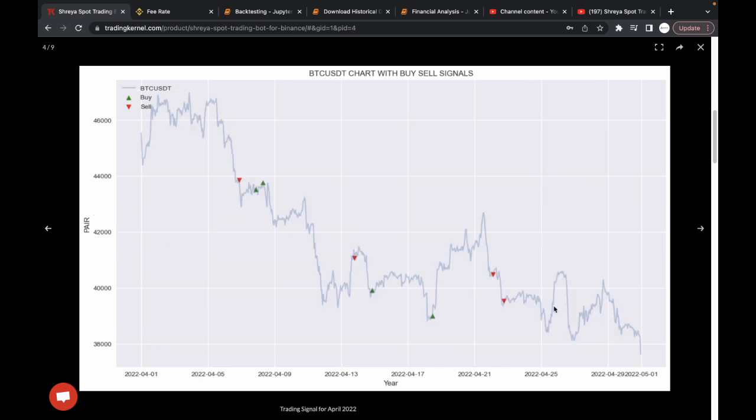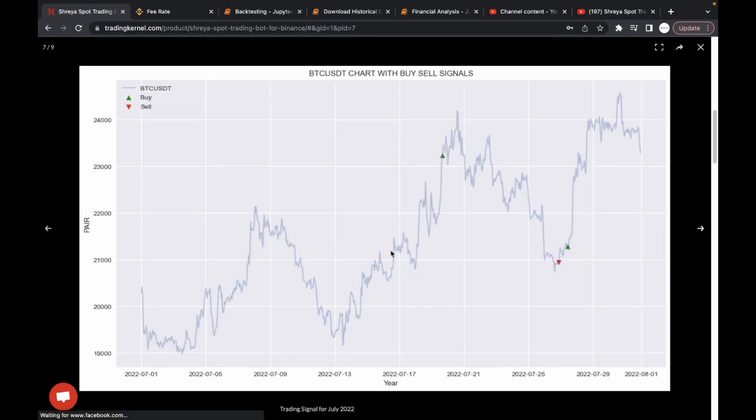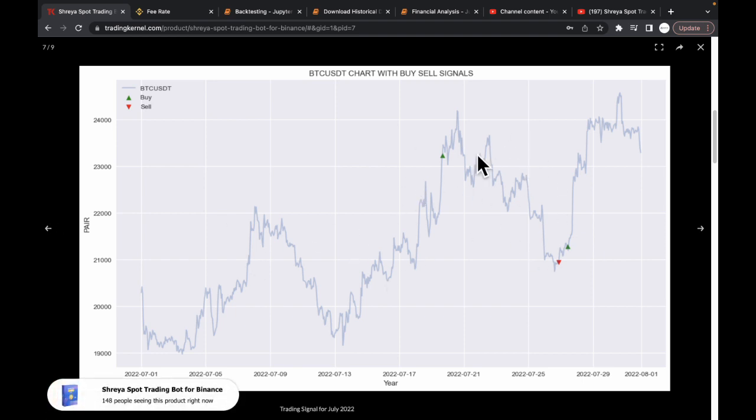Okay, so you can see here it actually sold BTC around 40,000 in April, okay, and continued down to 25,000, okay, around July, where it bought BTC back at 25,000. Right, so you can see how the charts are. You can actually check this out personally, and you can see in July it just took 3 trades. Okay, 3 trades in July.